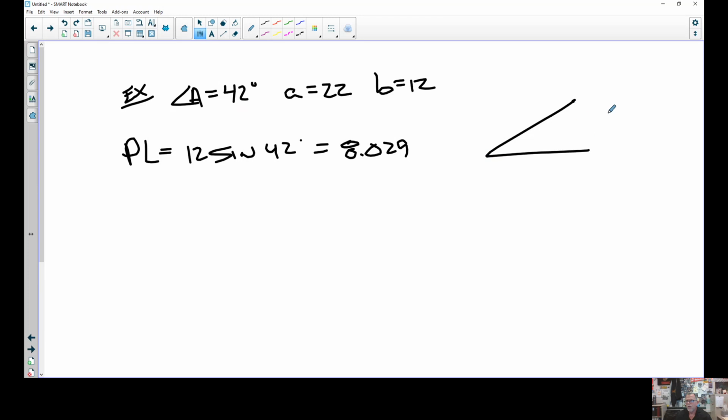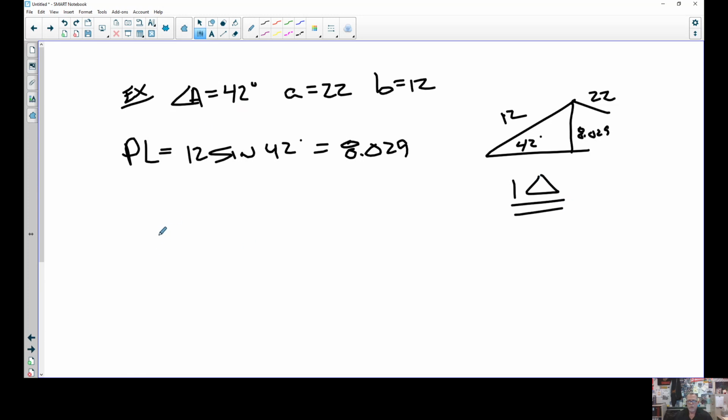So if we draw that situation we have, this side is 12, this is 22, this is 42 degrees. Our perfect length is 8.029. So this is much longer than it. It's so long, in fact, that it's longer than both the perfect length and the side adjacent. So we have one triangle here. So being that there's one triangle, we just go ahead and solve it.